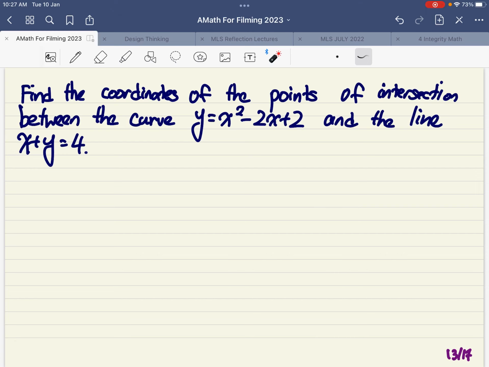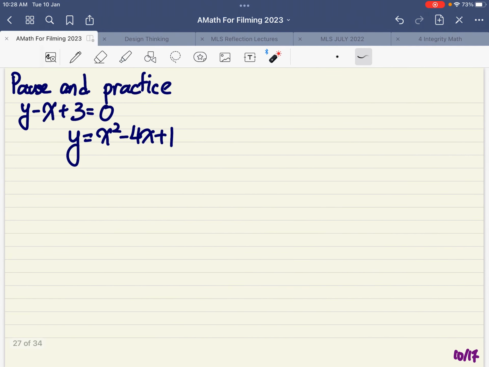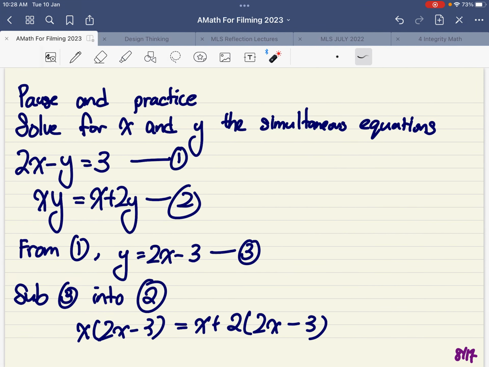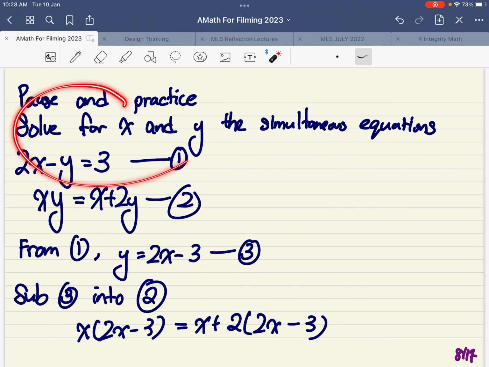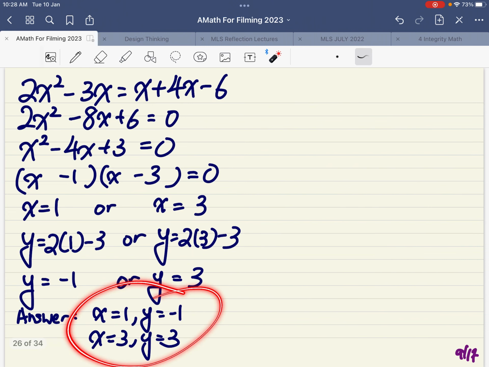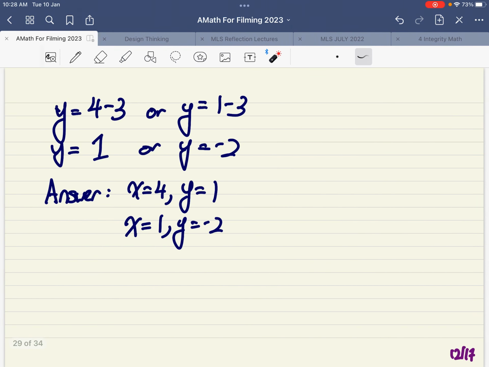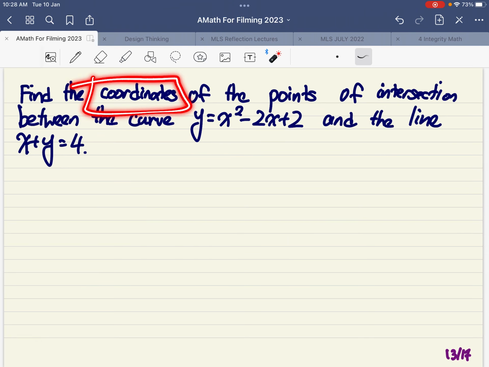Okay, I give you another question. In this question they say, find the coordinates of the points of intersection between the curve y equals x squared minus 2x plus 2 and the line x plus y equals 4. Notice in the previous questions, the question itself was to solve for x and y, the simultaneous equations, so the answer was presented in this format. Now the question here is, we are using the same skills, but they ask you to find the coordinates.